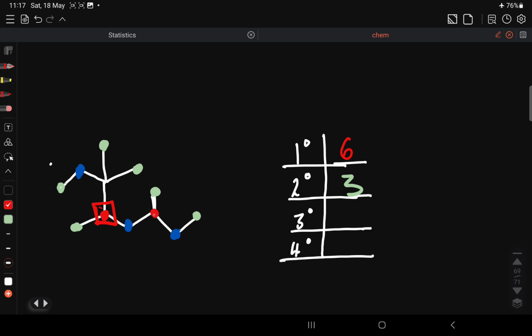Then what about him? He is connected to 3 other guys. It's a corner with 3 lines coming out of it. So it's going to be another tertiary. Do we have any other corner like that? No. So it's going to be 2.